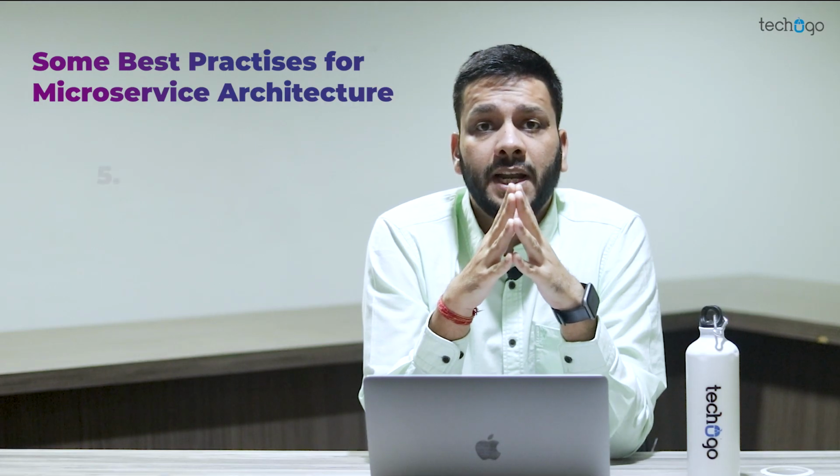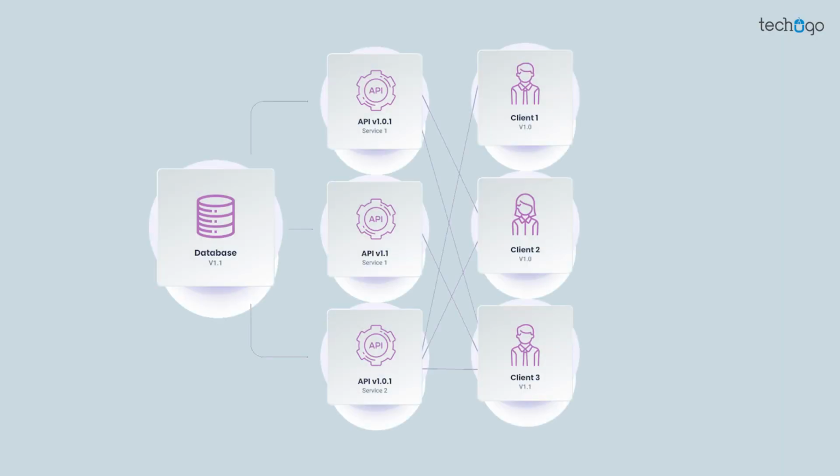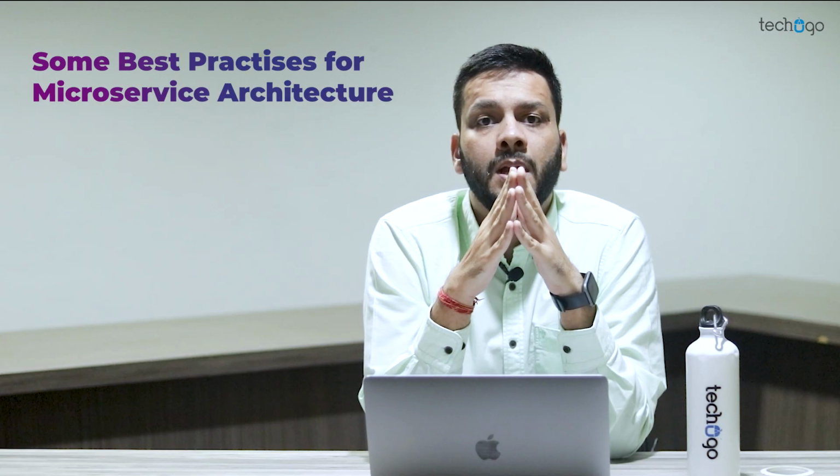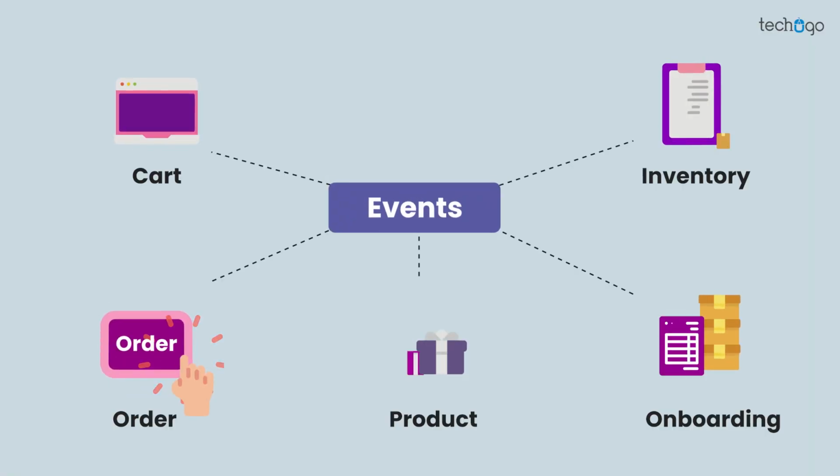Next is maintain versioning. You need to maintain strict versioning for each of the microservices. You should know which version number has gone onto the production server for which microservice. You need to decide the rerouting and deprecation rules. Next is use events. You need to use events for the communication among microservices.